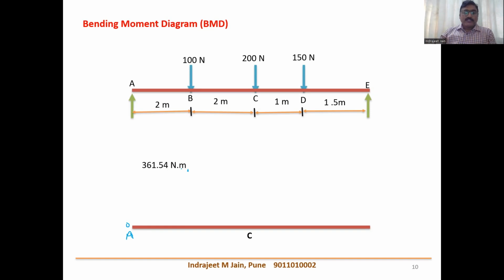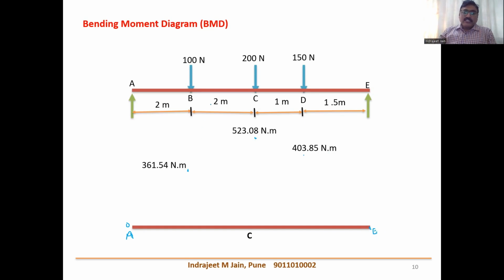We have marked it over here. Then the value at point C, 523.05, we mark here, and the value at point D is 403.85, marked, and last, the bending moment at E is equal to 0.